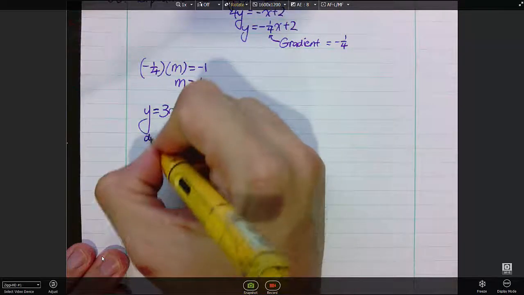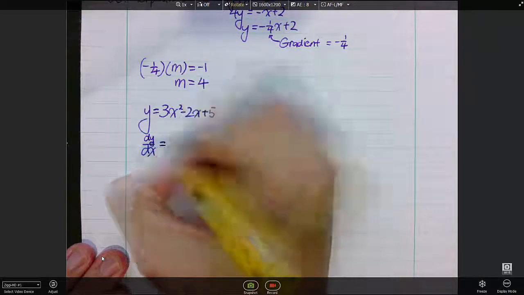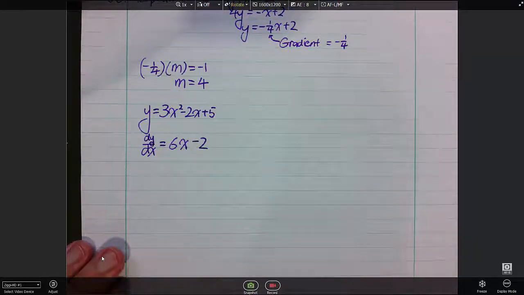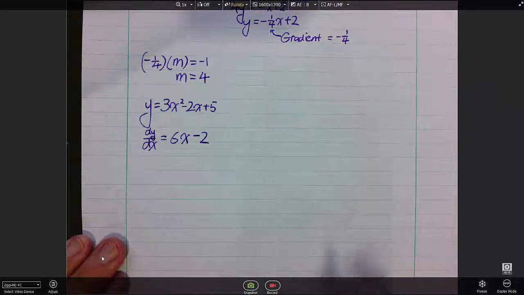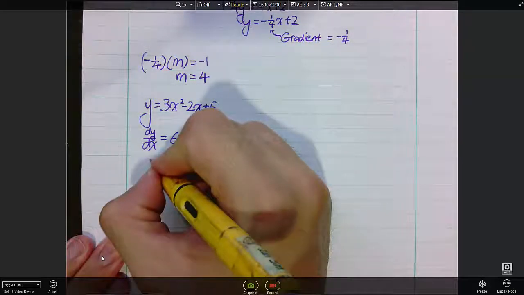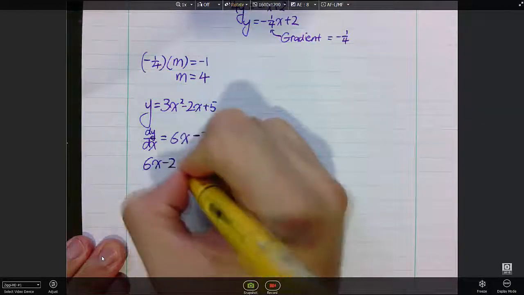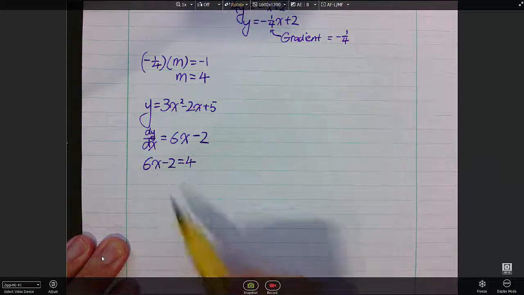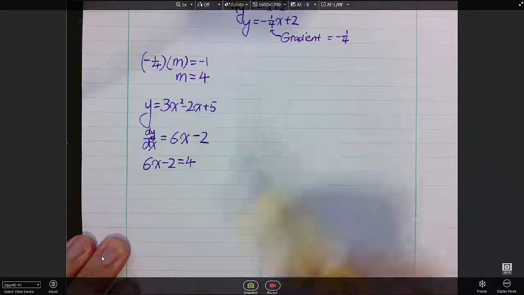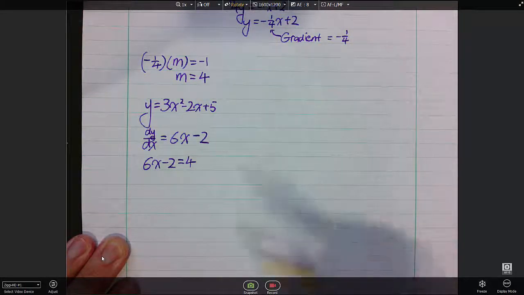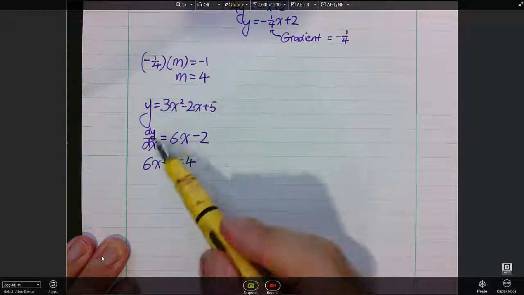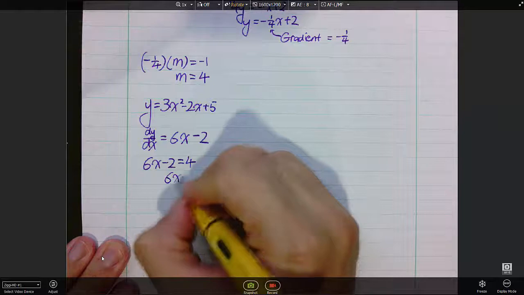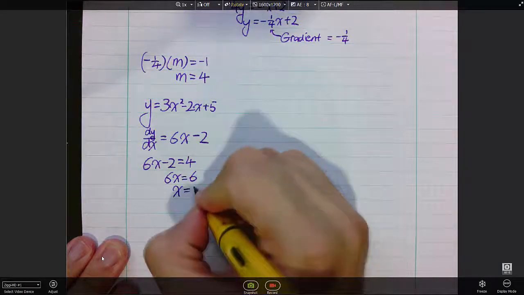So first I do my first differential: 6x minus 2 is my first differential. I already know that the gradient that I want is 4, so I equate this: 6x minus 2 equals 4. Why I do this is because I need to find a corresponding x value. I know the gradient is 4, but I have no x value and no y value. So I equate the gradient to 4, then solve for x. 6x equals 6, x equals 1.